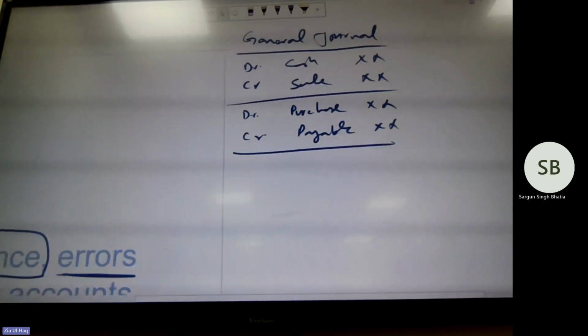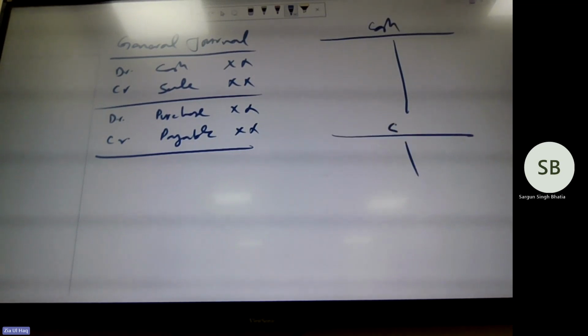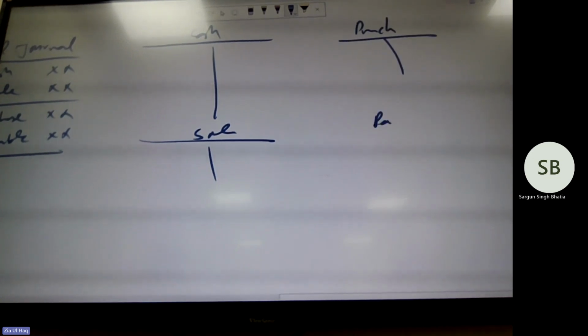From these journal entries, we prepare ledgers. For cash, we will have a separate ledger. For sales, we will have a separate ledger. For purchases, we will have a separate ledger. For payables, we will have a separate ledger.